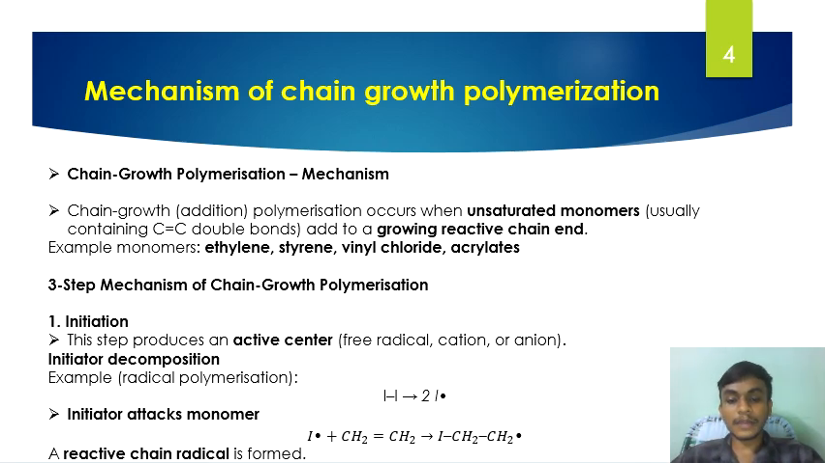Mechanism of chain growth polymerization. Chain growth polymerization proceeds in three main steps: initiation, propagation and termination. In the initiation step, the initiator decomposes to form free radicals or ions which attack the monomer and create a reactive chain end. This creates the starting point for the chain.